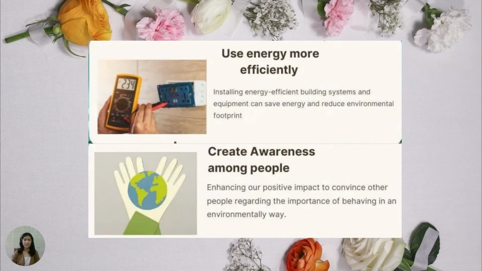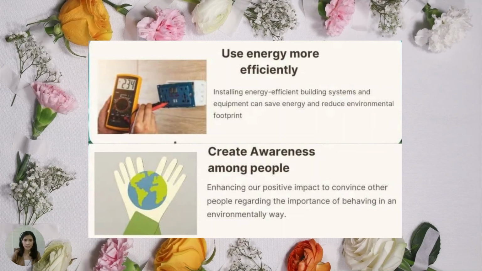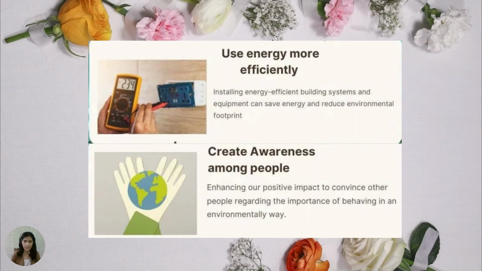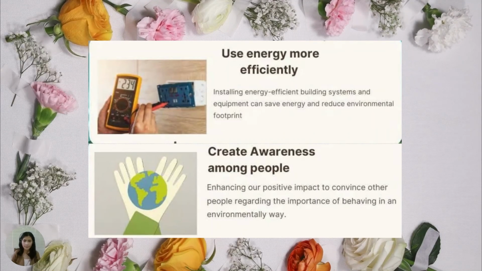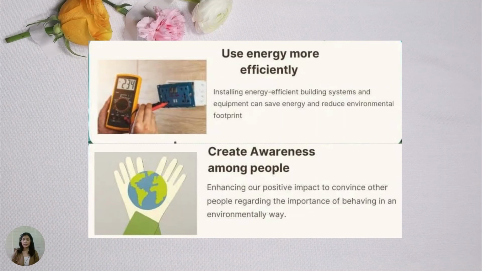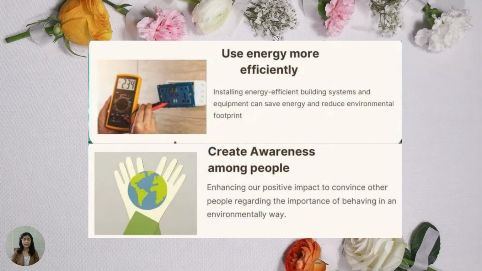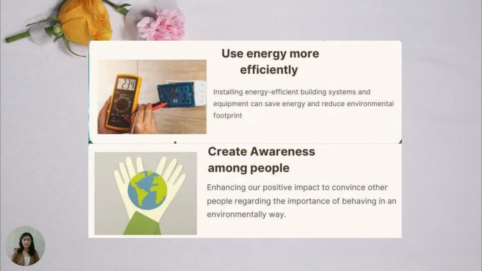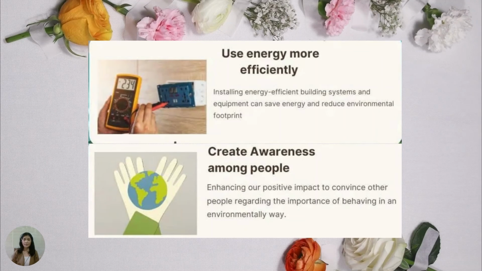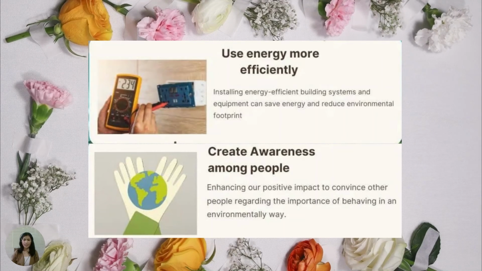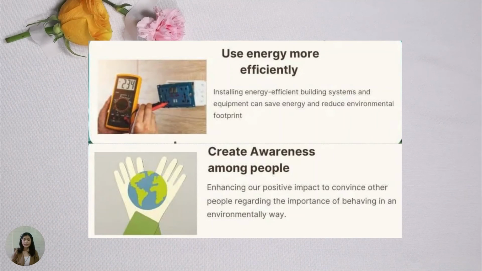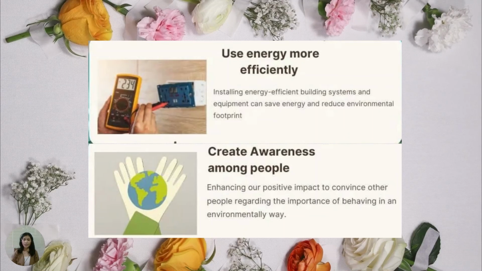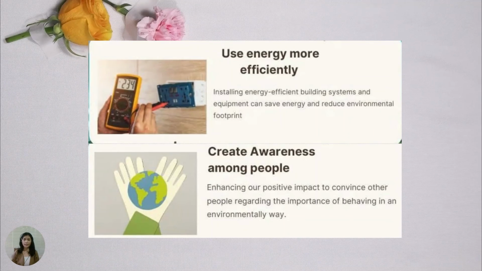Use energy more efficiently. Installing energy efficient building systems and equipment can save energy and reduce environmental footprint. Energy efficiency simply means using less energy to perform the same task, that is, eliminating energy waste. Energy efficiency brings a variety of benefits, reducing greenhouse gas emissions, reducing demand for energy imports, and lowering our costs on a household and economy-wide level.